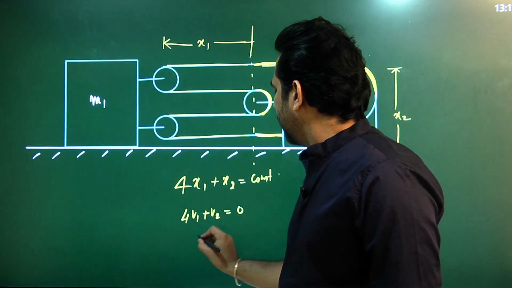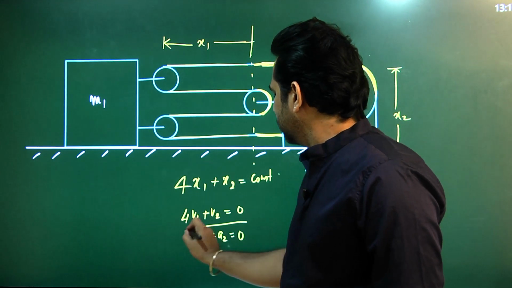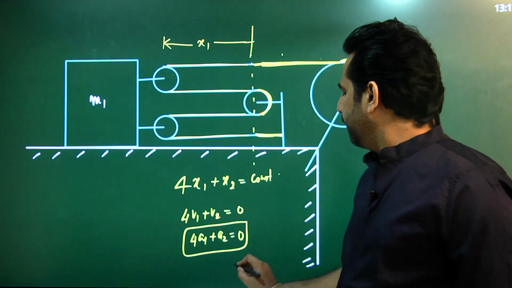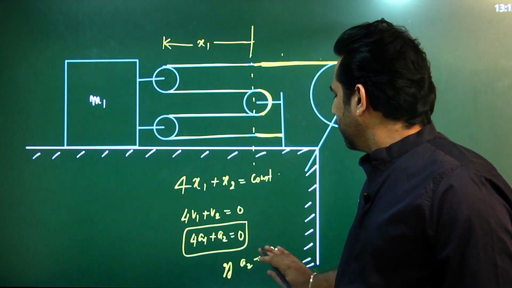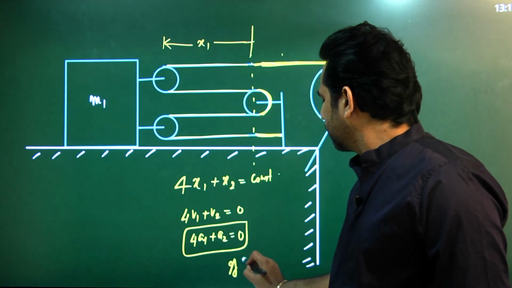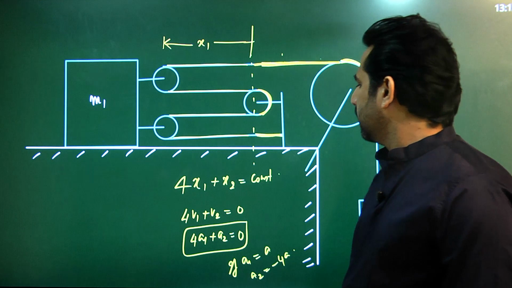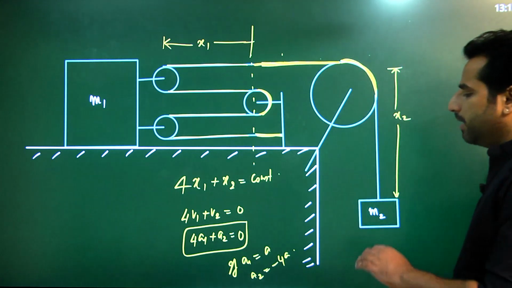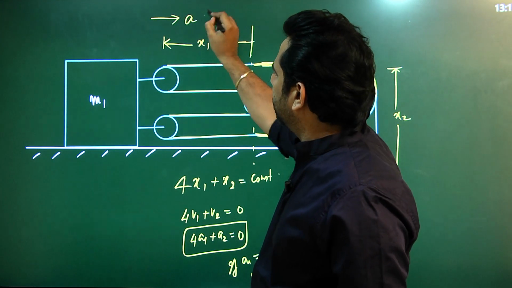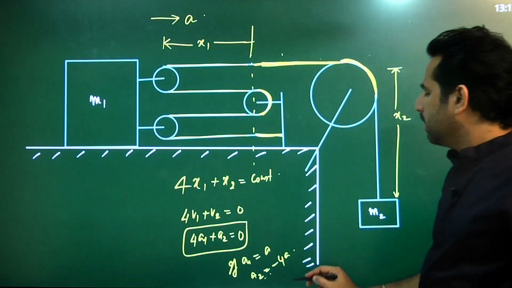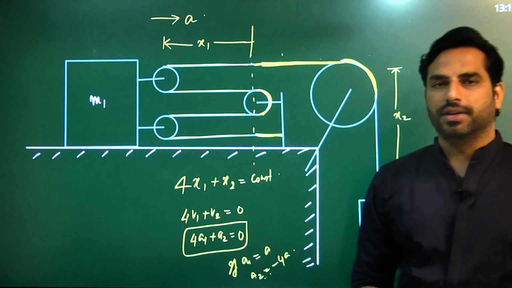or 4a1 plus a2 is 0. This is the constraint equation. If a1 is a, then a2 will be equal to minus 4a. So what do you mean by a1 is equal to a? Suppose the bigger block is moving towards right with an acceleration a, then the smaller block is having acceleration minus 4a. How do we understand this minus sign here?